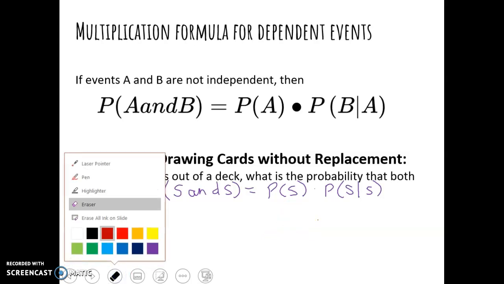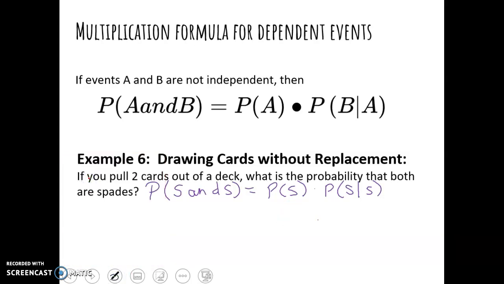All right. How many spades are there in a deck? Let me count again. It should be 13 out of 52. Now, assuming that the first card was a spade, given that the first one was a spade, what's the probability that the second one is a spade? Well, now, if one spade has been taken out of the deck, there's now only 12 spades out of 51. And 13 over 52 times 12 over 51 gives us 0.0588.